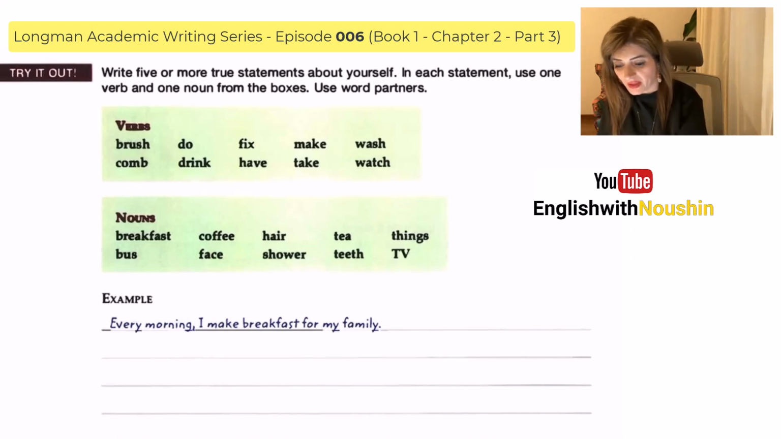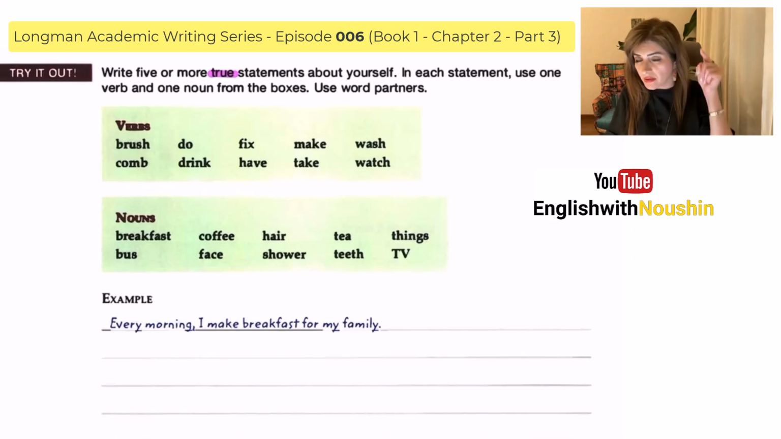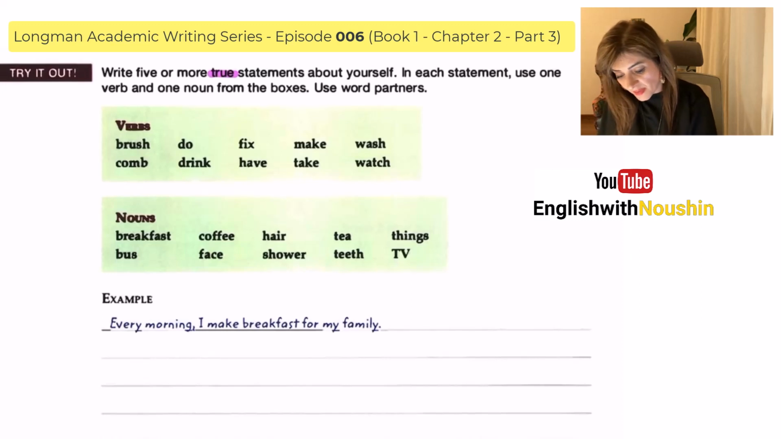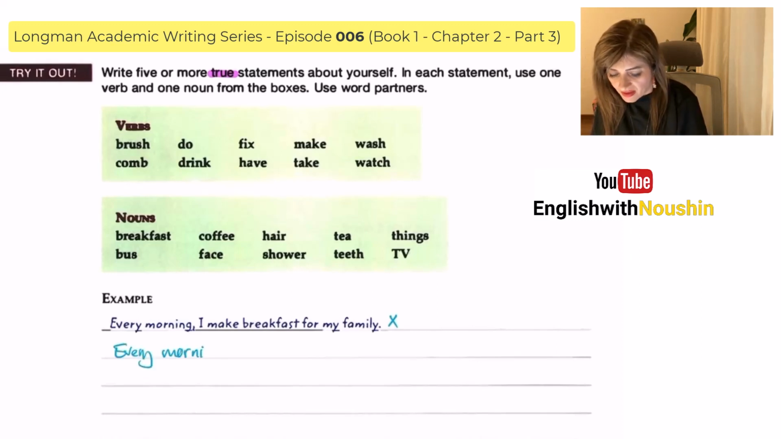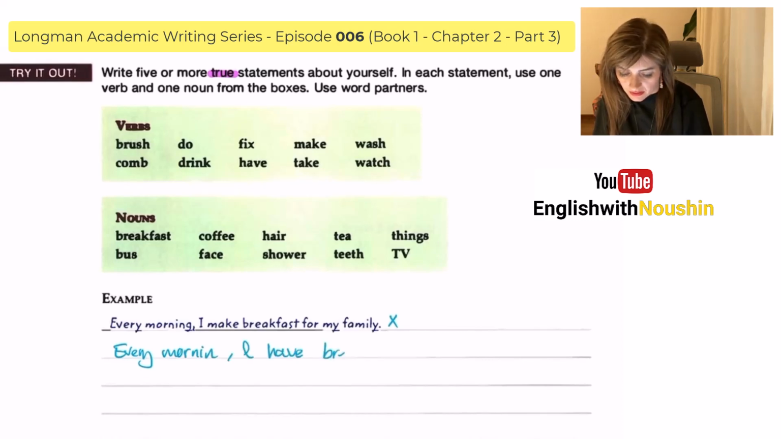Ding, ding. So it's super important that these sentences are true. You can write your sentences in the comment sections. I will comment on them if they are wrong. About me. Every morning I make breakfast for my family. So that's not true. Not true for me. Every morning I have breakfast. I have breakfast. Yeah.